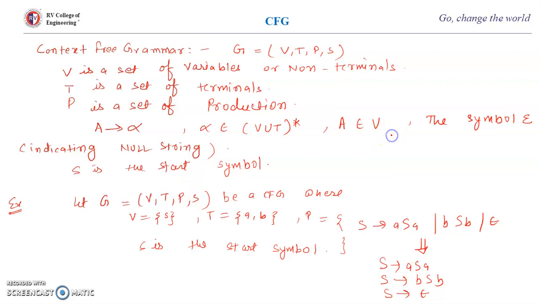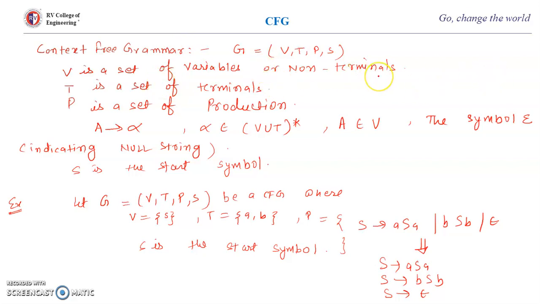In this video lecture, I will explain context-free grammar. So what is context-free grammar? A context-free grammar G is a quadruple having four components V, T, P and S, where V is a set of variables or non-terminals, T is a set of terminals, P is a set of productions and S is a start symbol.